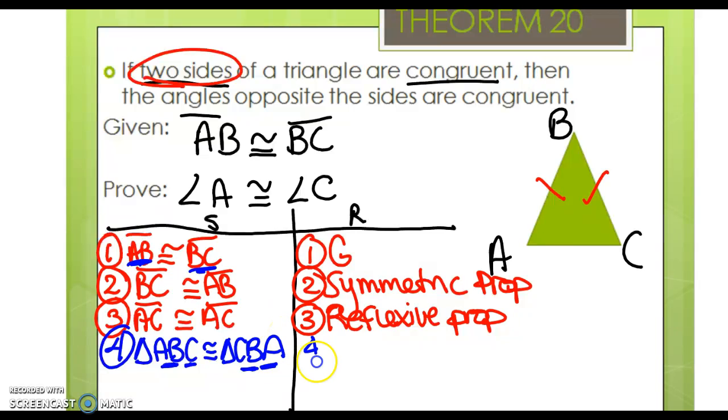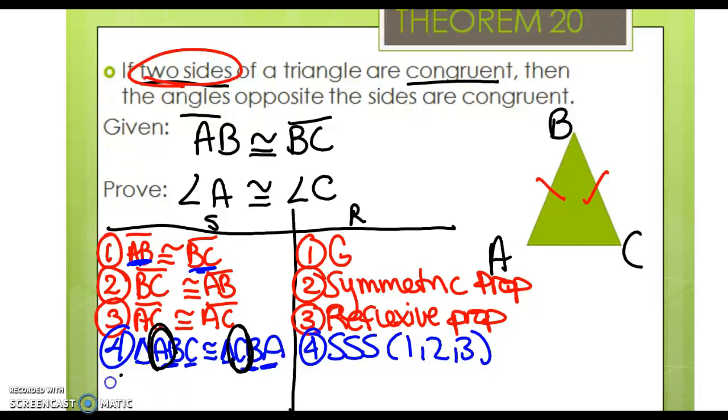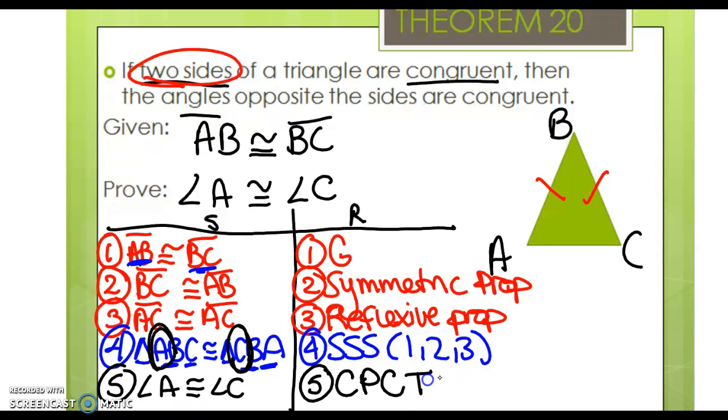So this congruent statement is true by side, side, side from steps 1, 2, and 3. And the reason I care is if you look at the angles, angle A aligns with angle C, which means that angle A is congruent to angle C because corresponding parts of congruent triangles are congruent. Yay! So, if two sides of a triangle are congruent, then the angles opposite them are congruent.